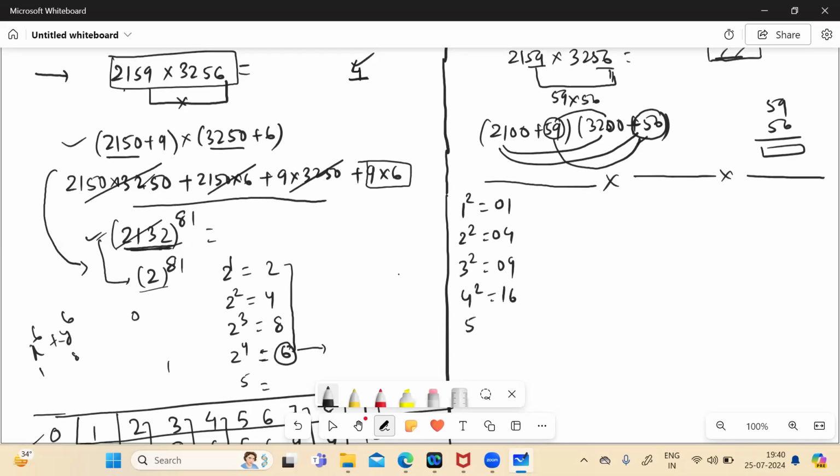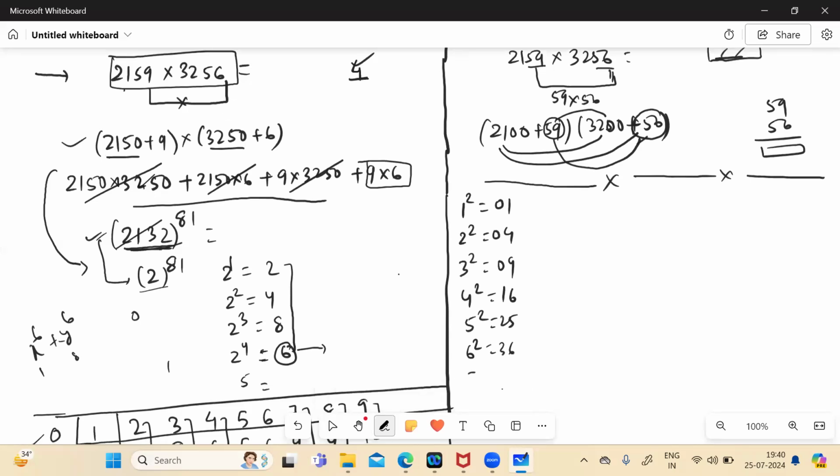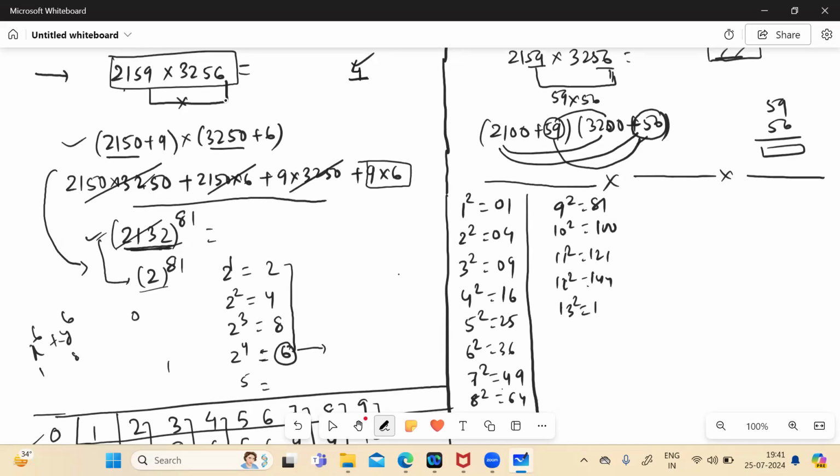Yes, sir. Okay, so let me write it. 6 square will be 36. 7 square will be 49. 8 square will be 64. 9 square will be 81. 10 square. This is a very interesting concept. That's why I'm writing it.